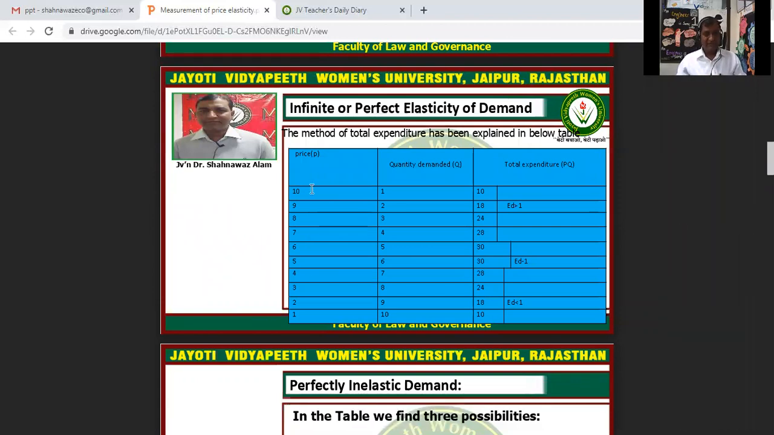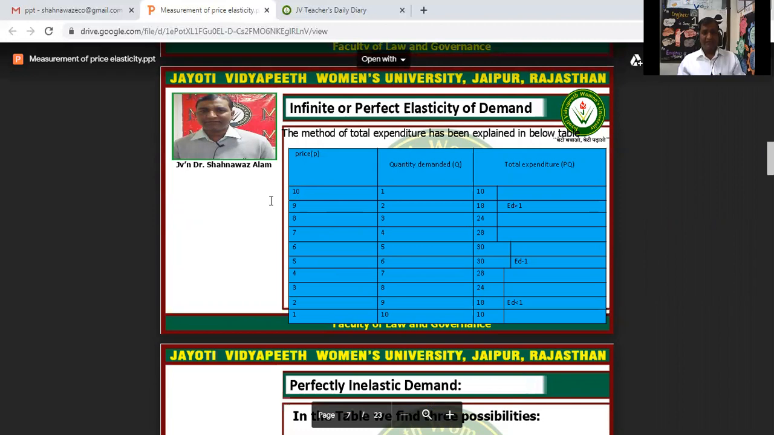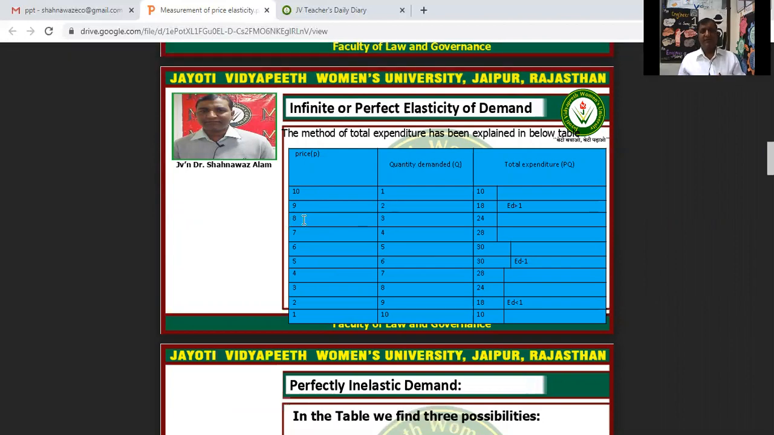This is the statement of price. Price is 10, 9, 8, 7, 6, 5, 4, 3, 2, 1. When price is 10, total quantity demanded is 1. When price is 9, quantity demanded is 2. When price is 8, quantity demanded is 3. When price is 7, quantity demanded is 4. When price is 6, quantity demanded is 5. When price is 5, quantity demanded is 6. When price is 4, quantity demanded is 7, and so on.